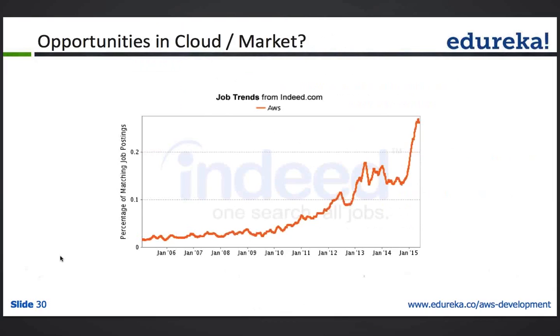Just for comparison, I looked this up a while ago. If you search for data scientist as a job role, it's approaching 0.01 or 0.02, so it's one-tenth of the jobs in AWS. So in terms of both volume as well as the trend, AWS seems to be on a positive trend.